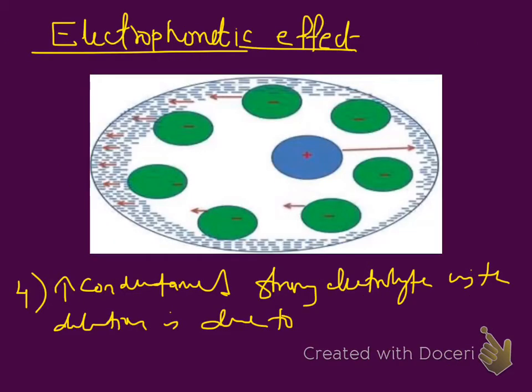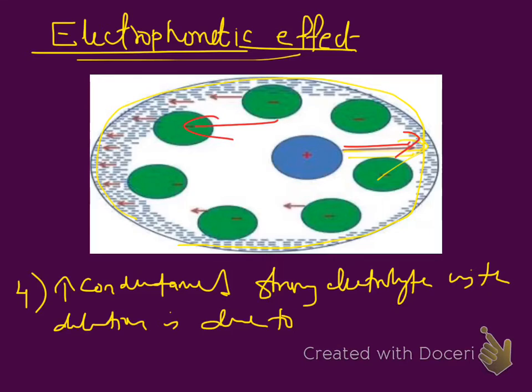Now we have to consider the electrophoretic effect. This is the picture of the asymmetric effect. In addition to the asymmetric effect, the next problem is that positive ions move in one direction and negative ions move in the opposite direction.